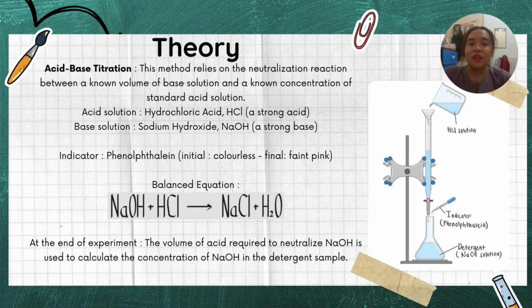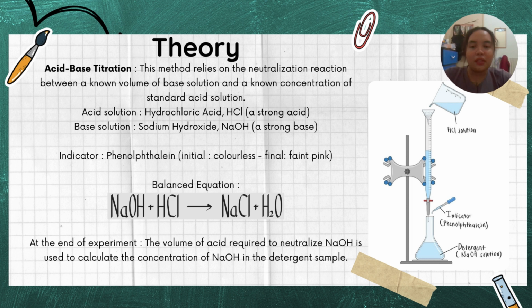Let's proceed with the theory for the experiment to determine sodium hydroxide in detergent. The volumetric technique used in this experiment is titration, which is a strong acid to strong base titration. This method relies on the neutralization reaction between a known volume of base solution and a known concentration of standard acid solution. Solutions used in this experiment are hydrochloric acid, which is the acid solution in the burette, while sodium hydroxide is the base solution in the conical flask.